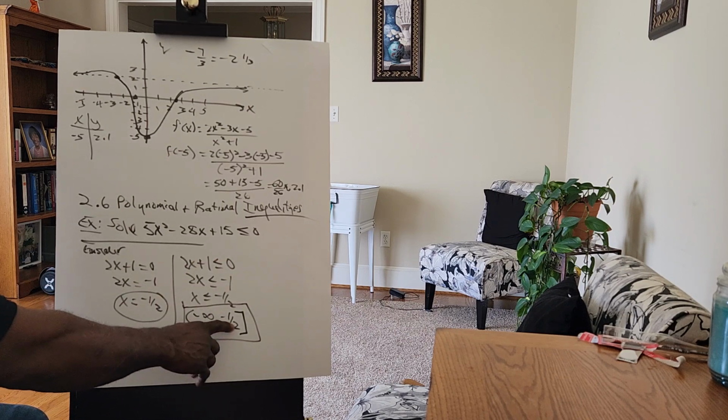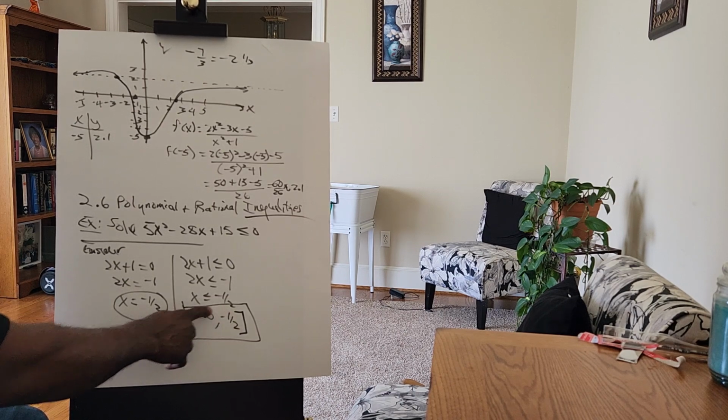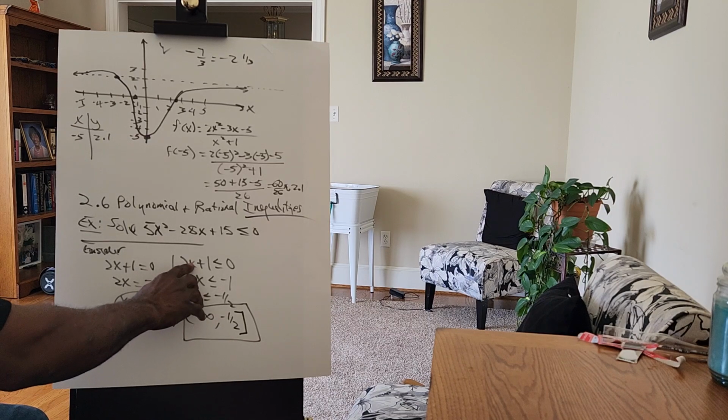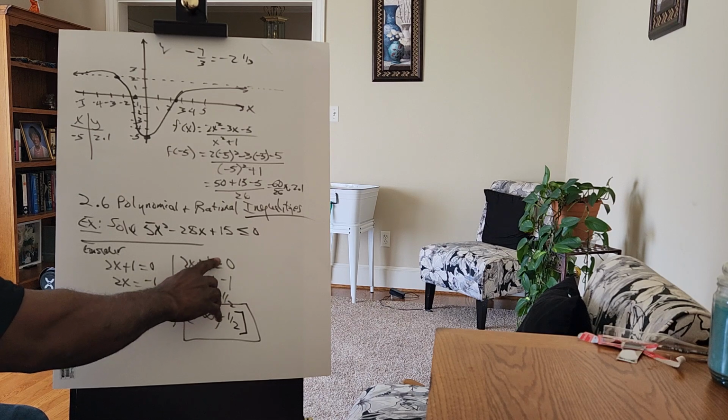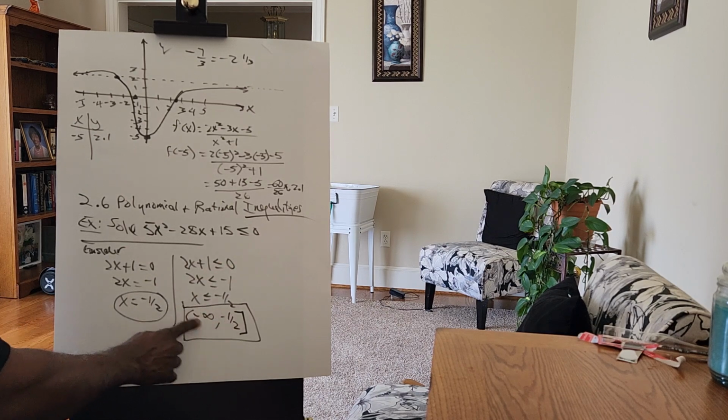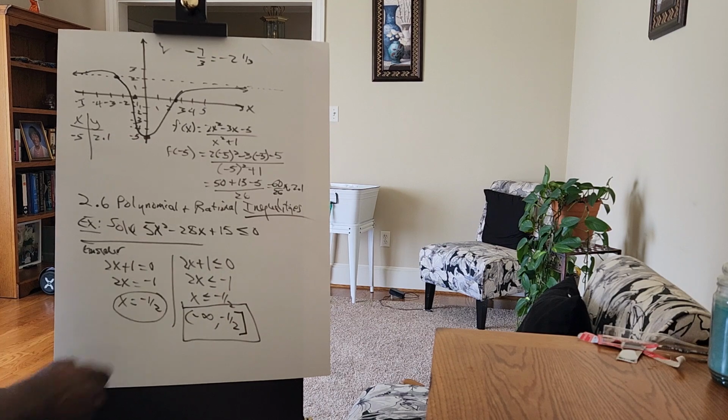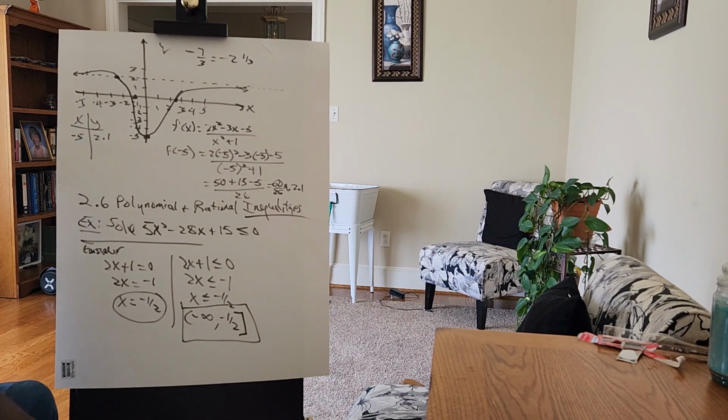Take x equals some other number out of here. Say x equals negative 3. X equals negative 3 lives in this interval. Put a negative 3 where the x is. 2 times negative 3 is negative 6. Negative 6 plus 1 is negative 5. Negative 5 is less than or equal to 0. So there's a whole infinite set that satisfies that inequality.